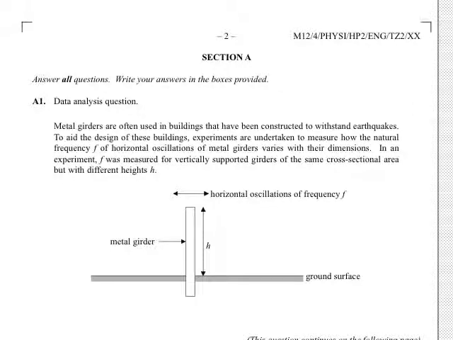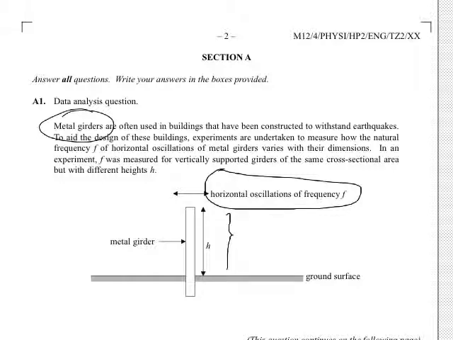Okay, so here we have another experiment. It's to do with metal girders, which are metal beams that are used in construction. And we're going to look at how the horizontal oscillations, the way that it vibrates backwards and forwards, varies with the height. And this relates to earthquake design.